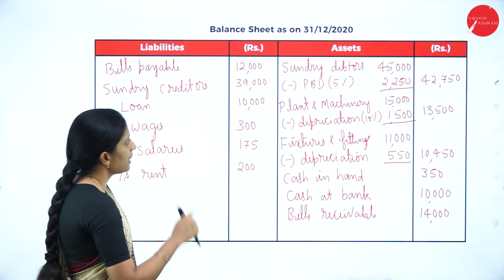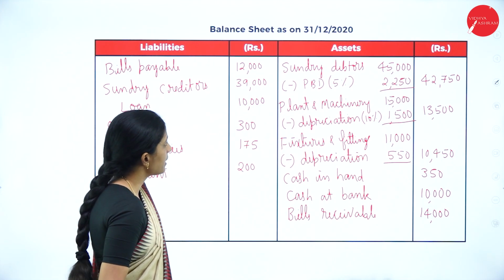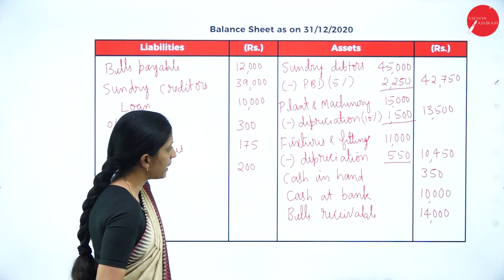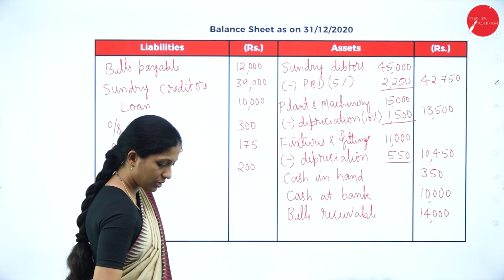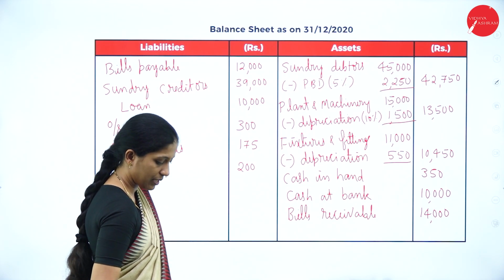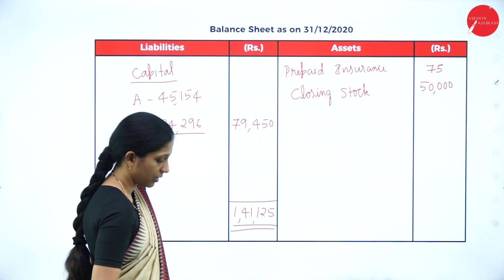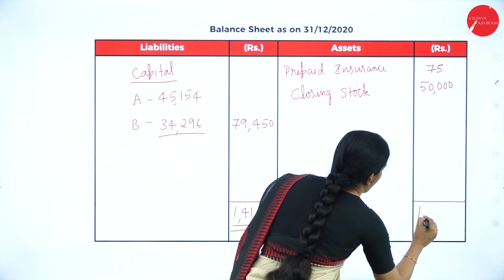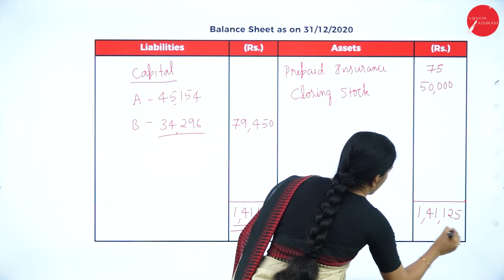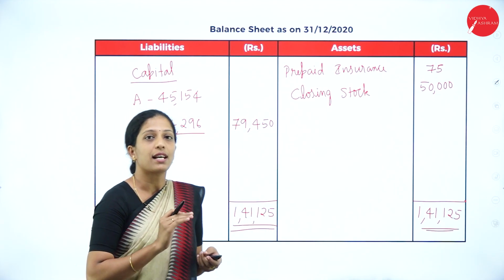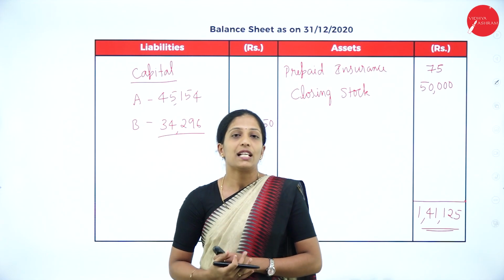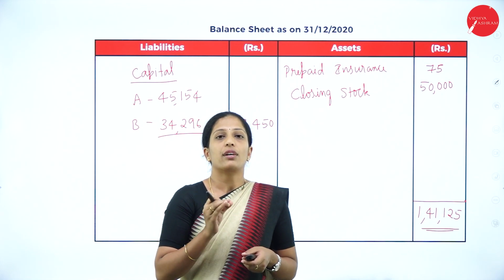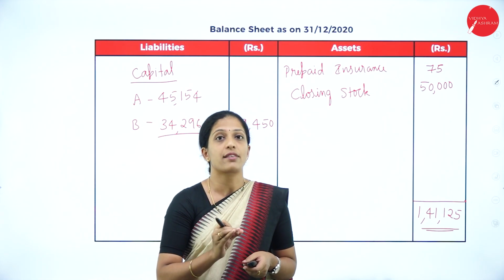Let us check the asset side: 42,750 plus 13,500 plus 10,450 plus 350 plus 10,000 plus 14,000 plus 75 plus 50,000. So this will be 1,41,125. Both your assets and liabilities are the same, which means our balance sheet has tallied with the right amount, 1,41,125.